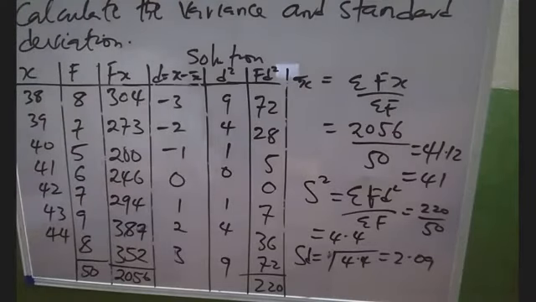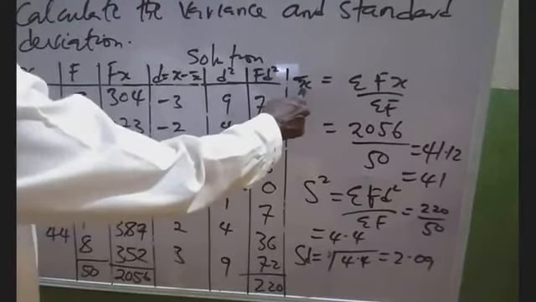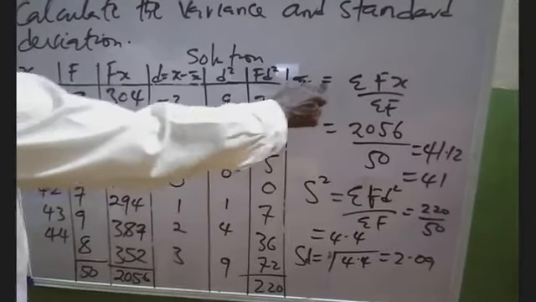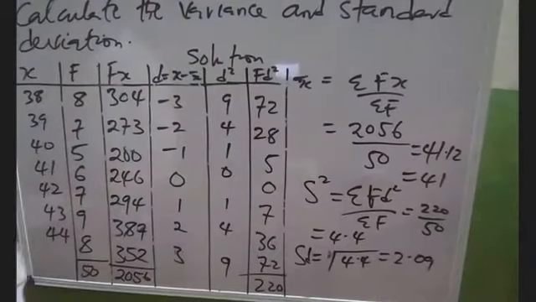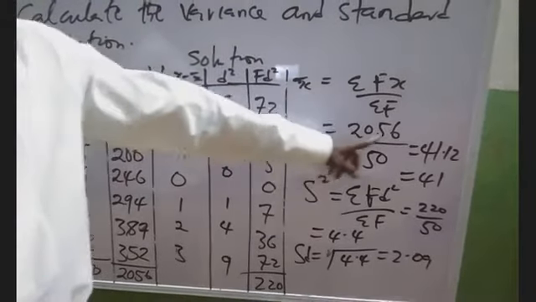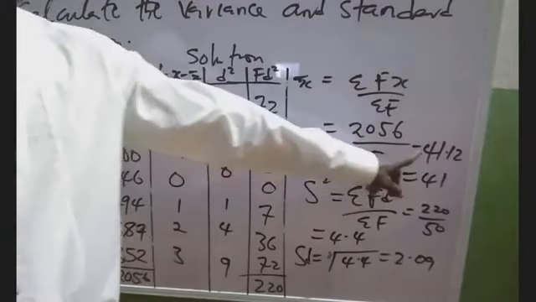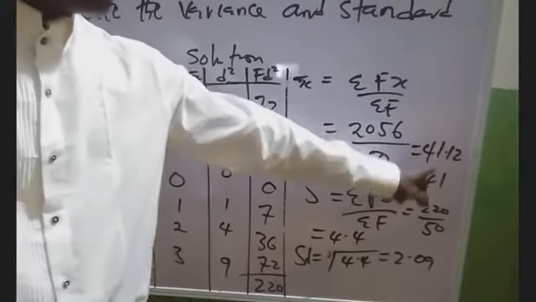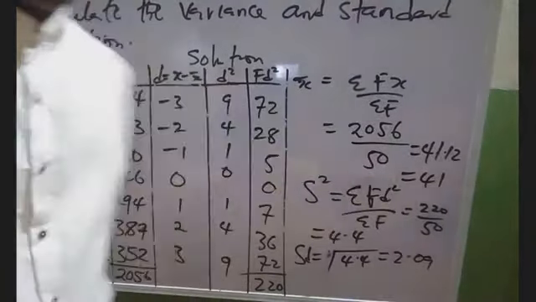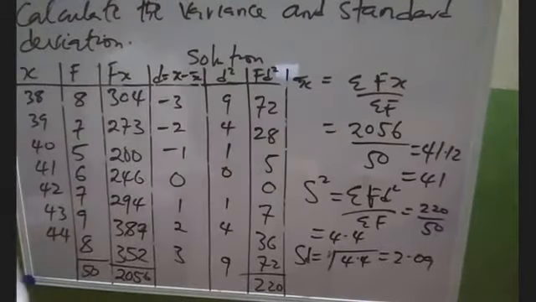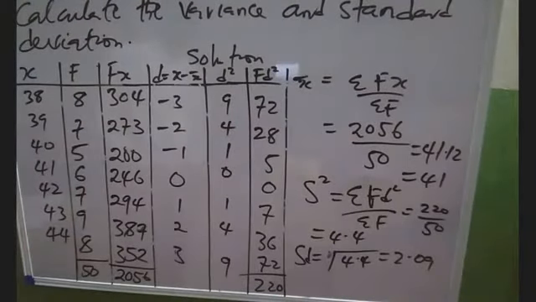So we have our mean, x bar, which is equal to the sum of fx over the sum of f. And that would be 2056 over 50, and that is equal to 41.12. So I approximate that to get 41. Now, you come back here.